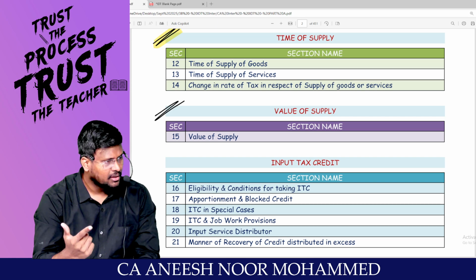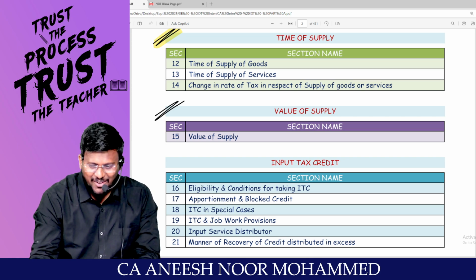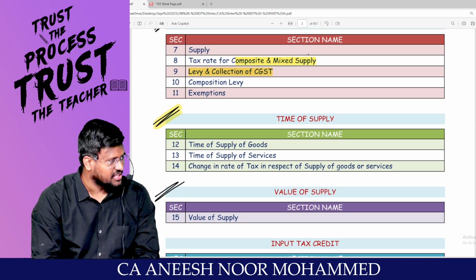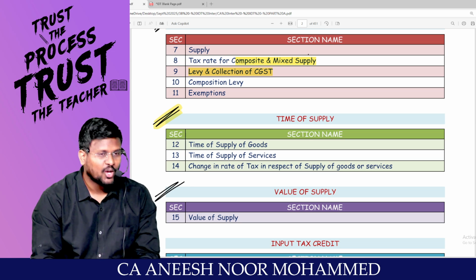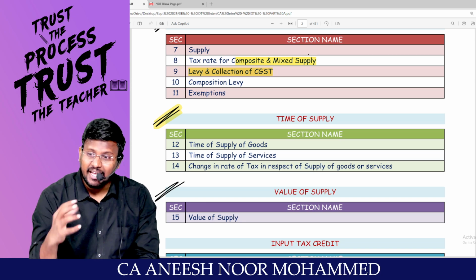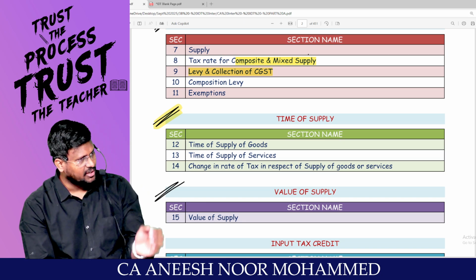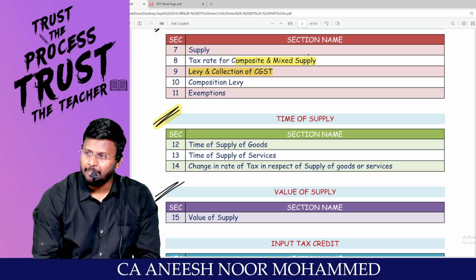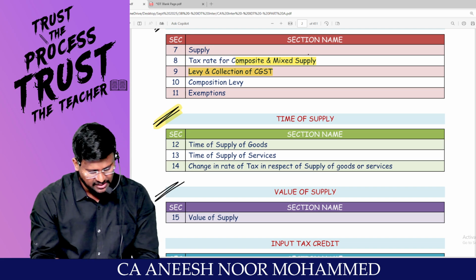Section 7, supply. Section 8, tax rate for composite and mixed supply. Section 9, levy and collection of CGST. Section 10, composition levy. Section 11, exemption. Section 12, time of supply of goods. Section 13, time of supply of services. Section 14, time of supply in case of change in rate of tax. Section 15, value of supply.